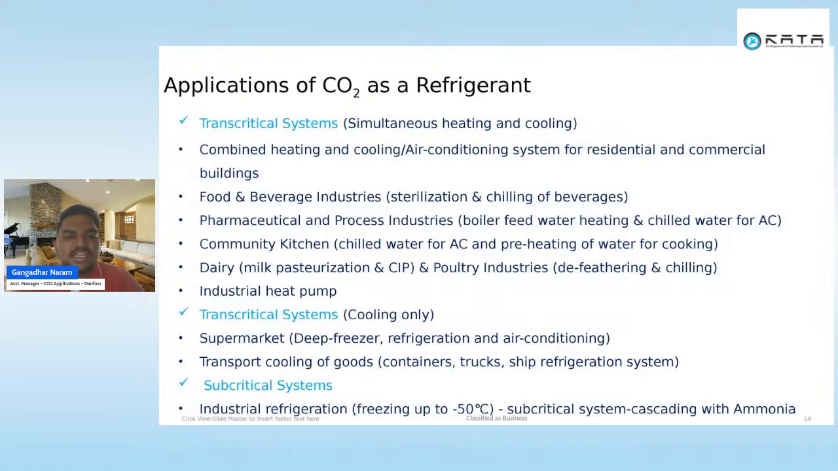Mostly that is for combined heating and cooling applications, but in subcritical systems for industrial refrigeration, freezing up to minus 50 degrees centigrade is also possible with ammonia. So we can discuss in subsequent slides how advantageous CO2 and ammonia systems will be for the industries.